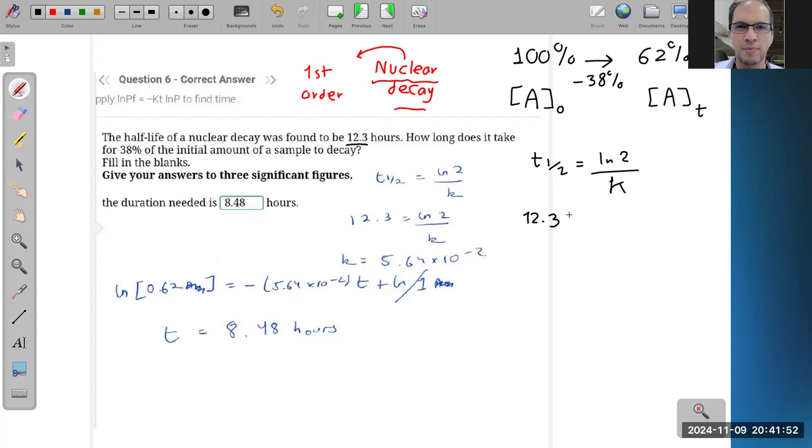الوقت اللي محتاجه عشان يخس النص بتاعه. So it's ln 2 over K. طيب ما انت عايز تجيب ال K، خلاص ال ln 2 اللي هي 0.693 بتساوي ال K multiplied by 12.3. So K is equal to 5.64 multiplied 10 to the power of negative 2.